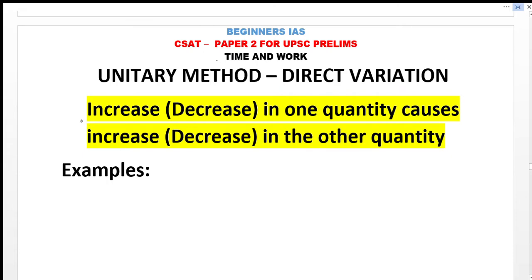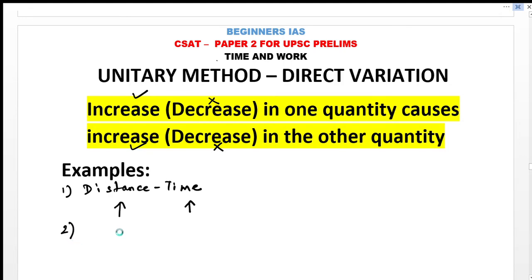What do you mean by direct variation? See, the increase in one quantity causes the increase in the other quantity, or else the decrease in one quantity causes the decrease in the other quantity. So this is nothing but direct variation. So let us see some examples. Number one, let us see with respect to distance and time. If distance increases, automatically the time taken to reach the distance will also increase, right?